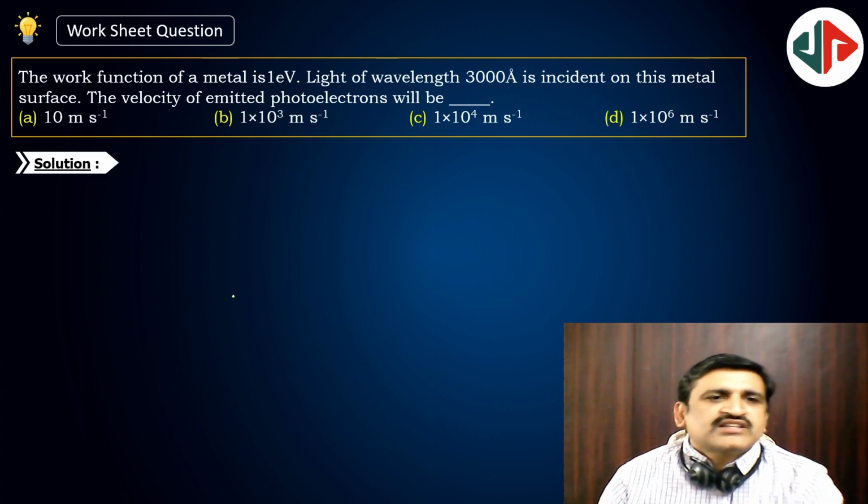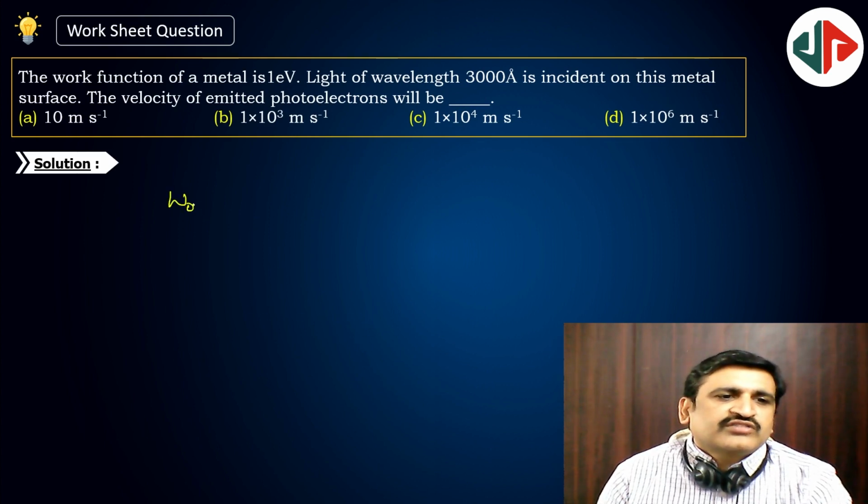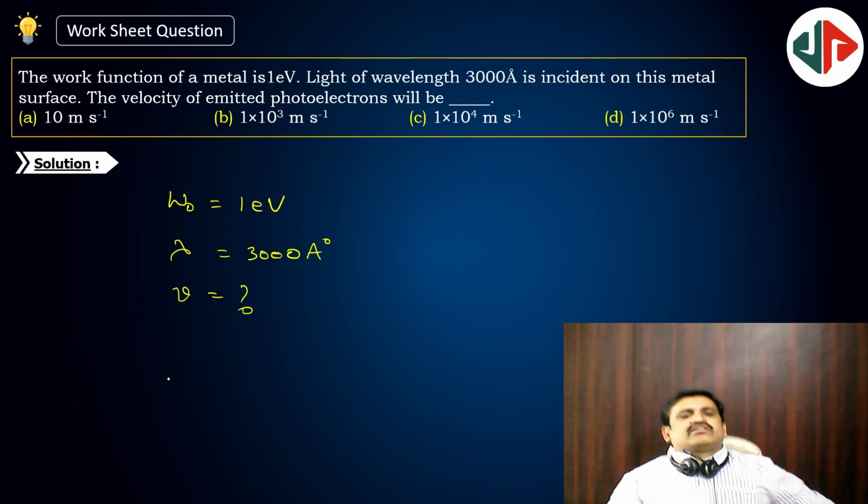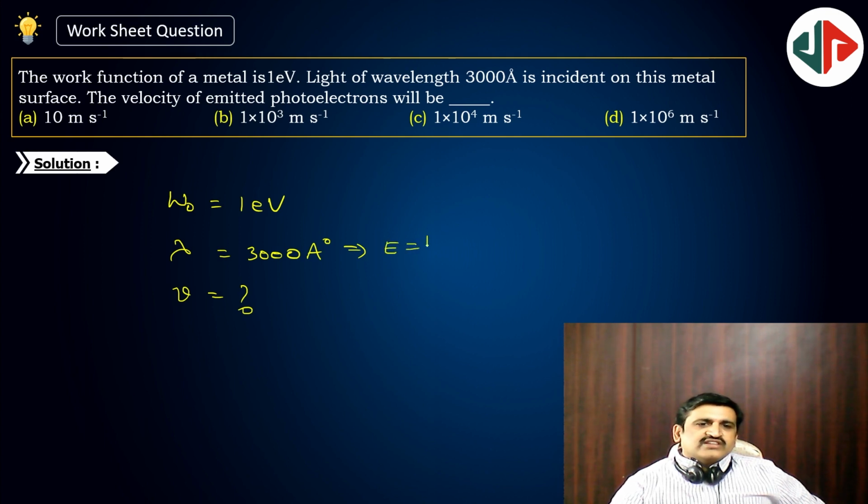Work function of a metal is 1 electron volt. Light of wavelength lambda equal to 3000 angstroms is incident on the metal surface. The velocity of emitted photoelectron is asked. Work function, okay, wavelength, okay, velocity we want. Given energy E is equal to hc by lambda, 12,400 by 3000. Zeros will go, so it will be 124 by 30.